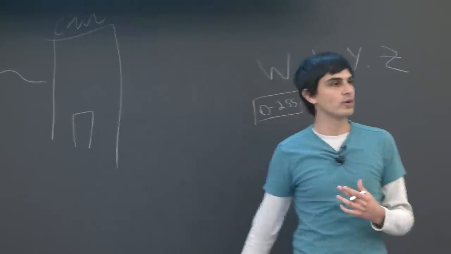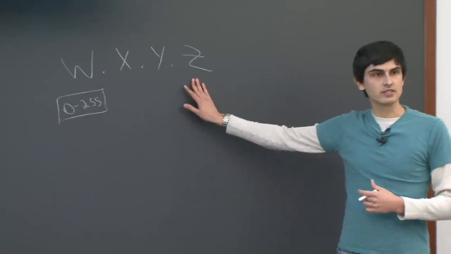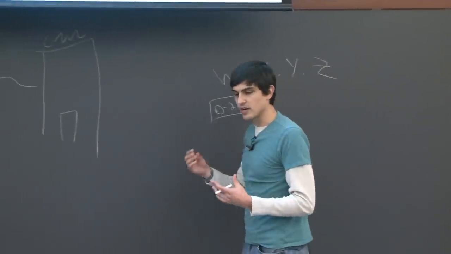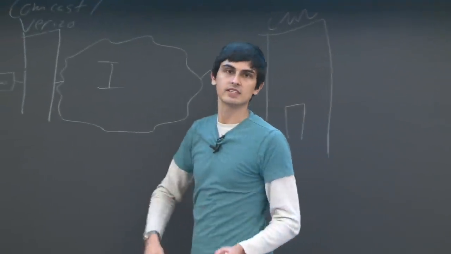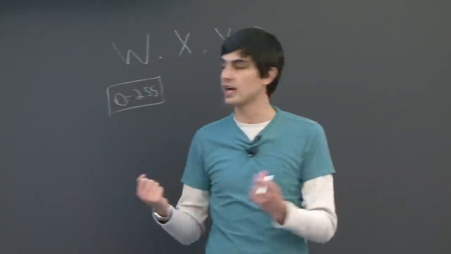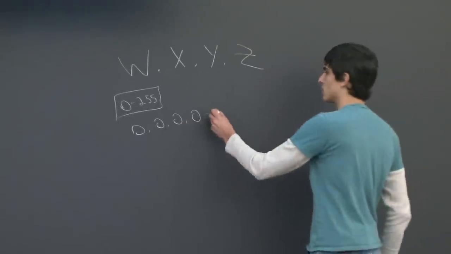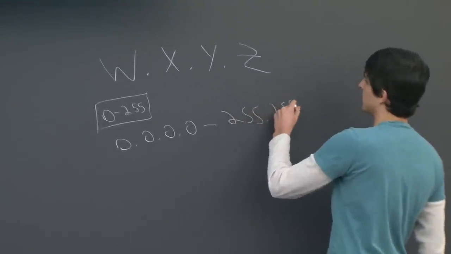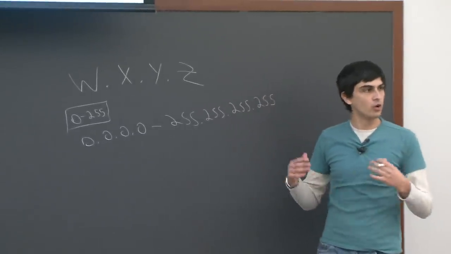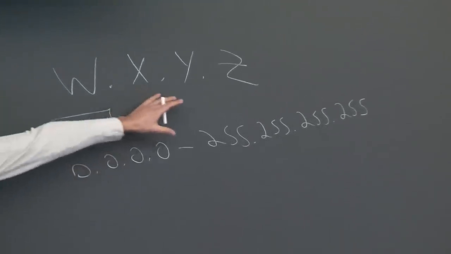Now, this might sound like we have a lot of numbers then, because we have 256 different possibilities for each one of these values here, W, X, Y, and Z. But when you add it all up, you multiply 256 times 256 times 256 times 256. That tells you how many unique IP addresses we actually have. So in other words, that's everything in this complete range from 0.0.0.0 all the way to 255.255.255.255. Now, if you multiply all these together, you find out that we only have 4 billion IP addresses available to us in this space.